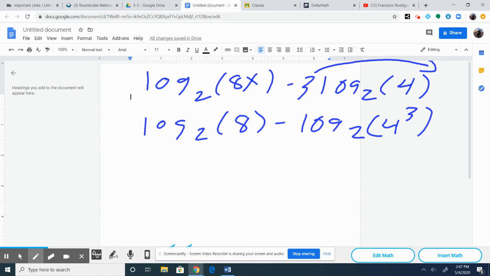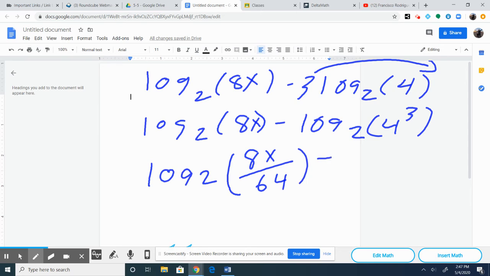So then if we rewrite this, we're going to have logarithm 2, and then subtraction means that we're going to divide. So that should be 8x divided by 4 to the power of 3, which ends up being 64, which is equal to 3. I forgot to write that down. So it was equal to 3.